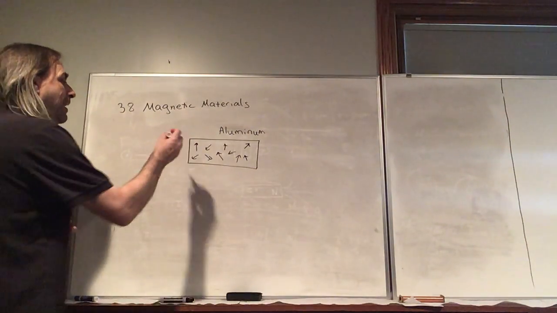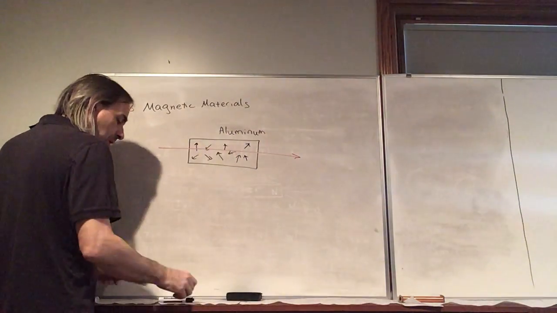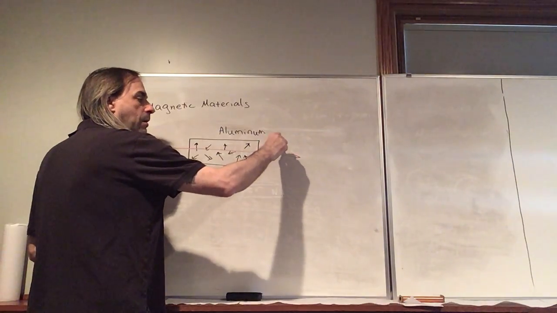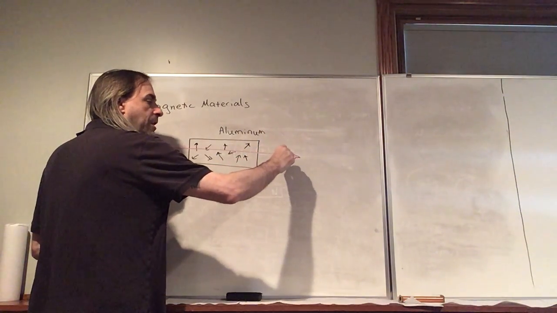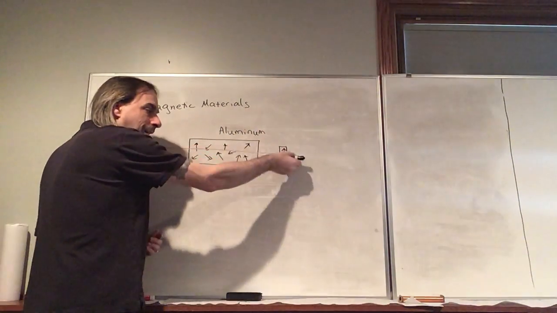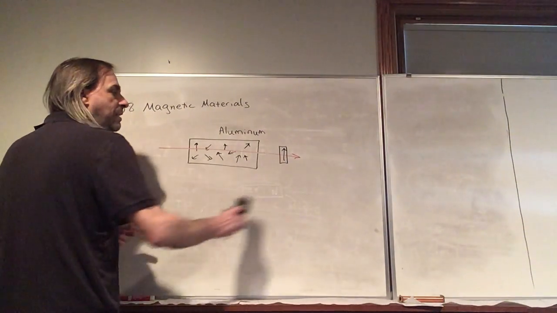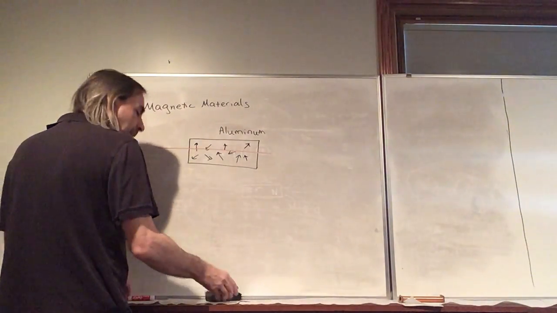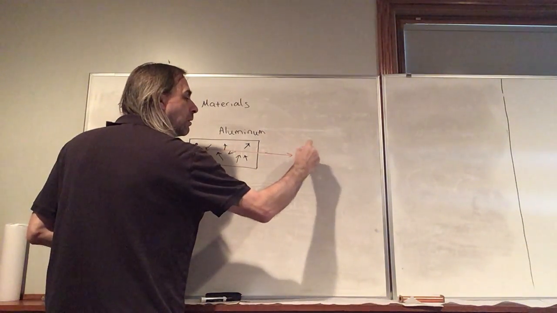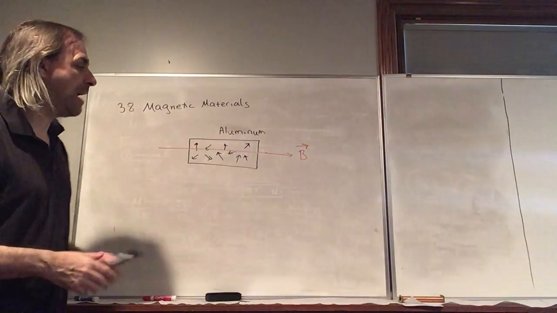But now if we apply an external magnetic field, what happens? We looked at what happens if you just have an ordinary bar magnet. Here, we'll represent it the same way. It's going to cause it to rotate and line up with this external field. And this is a property that is common to many materials, and this is called paramagnetism.